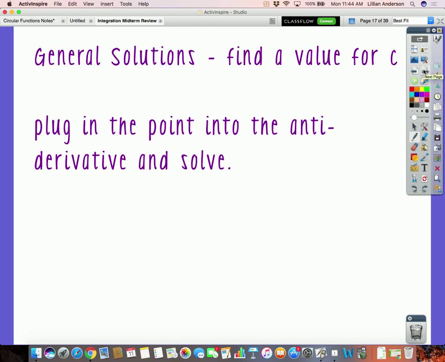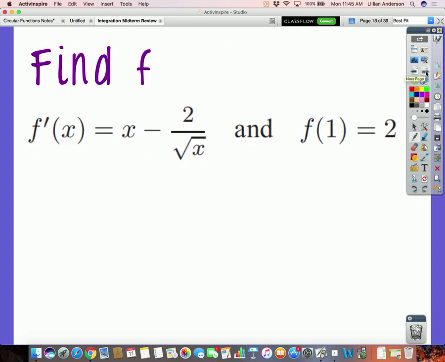General solution is that's when you actually find the value of c, okay? And you'll know when you'll have to find the value of c is if they give you some type of point, okay? You'll plug in the point into the antiderivative and solve for c, okay? An example like that would be something like this. They give you the derivative, and then they tell you that on the original function when x is 1, y is 2. So then you'll be able to actually find what is the value of c. You just take the antiderivative, plug in the values, and then you'll have your full equation because you'll solve for c. Okay?